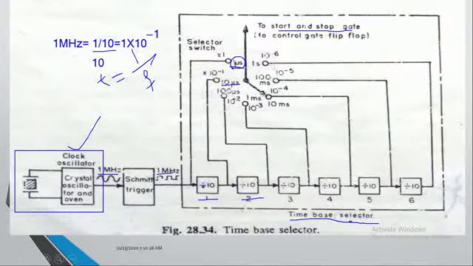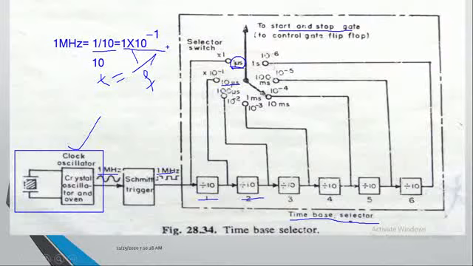frequency divider circuit. Before this we have the 1 megahertz, multiplied with 1, and the reciprocal of 1 megahertz is nothing but 1 microsecond. So the frequency is 1 by 10, which means 1 into 10 to the power of minus 1 megahertz.